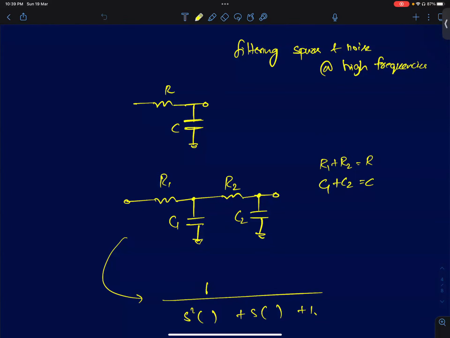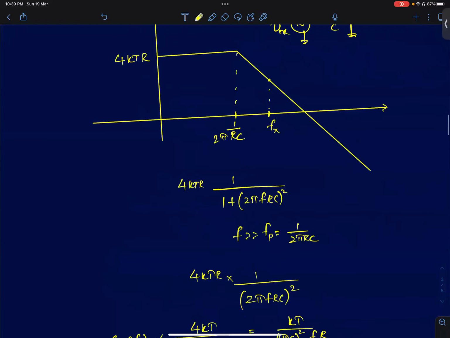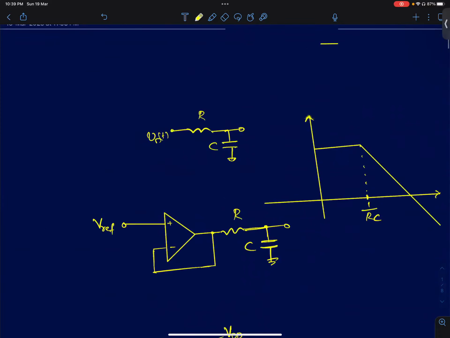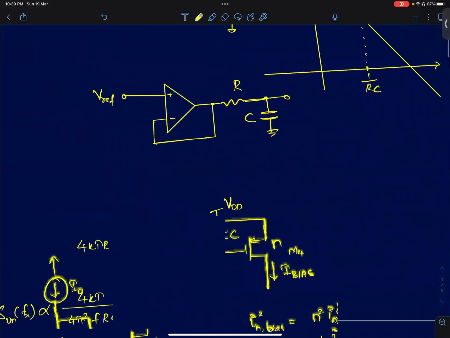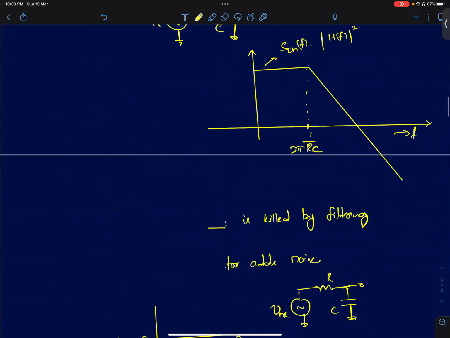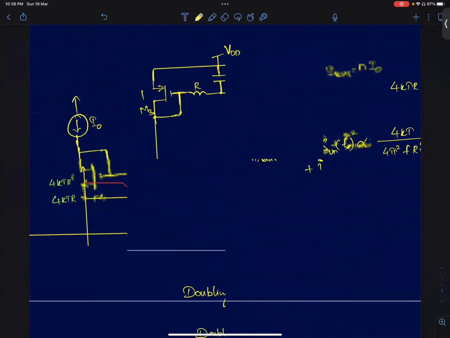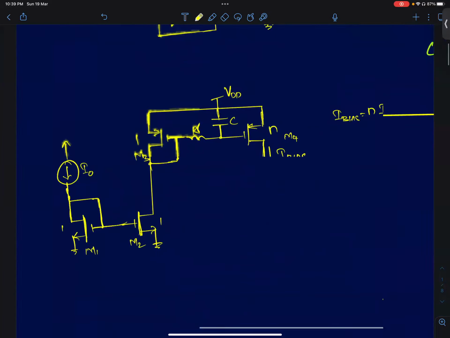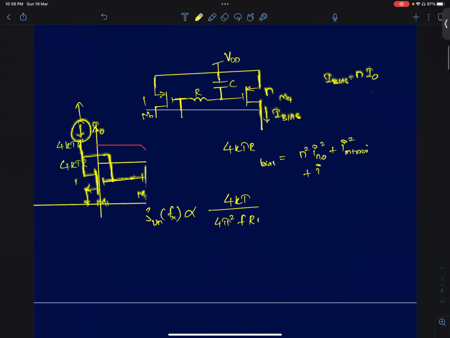So what we do is that to either filter the noise or to reduce the noise, the classic approach is to just use filters. So a simplest filter is an RC filter shown here, okay? And ideally, if you want to kill the bias noise. So for example, the bias noise can be something like, if I have a circuit, let me show an example. The bias noise can be something like a current source.